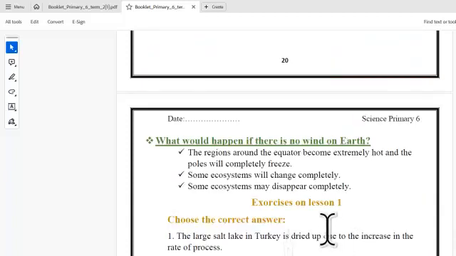What would happen if there is no wind on Earth? The region around the equator becomes extremely hot and the poles will completely freeze. Some ecosystems will change completely. Some ecosystems may disappear completely.